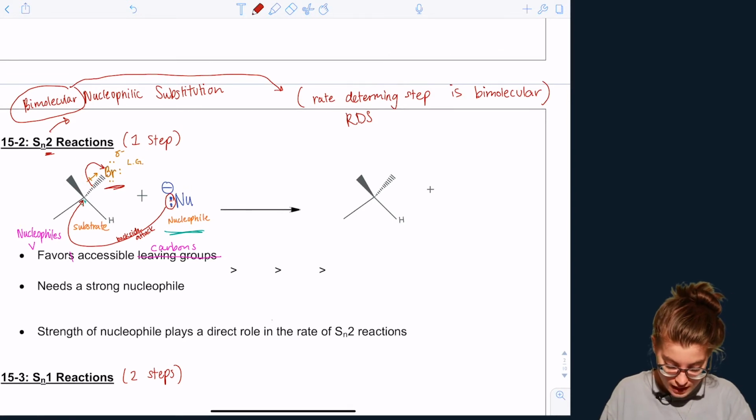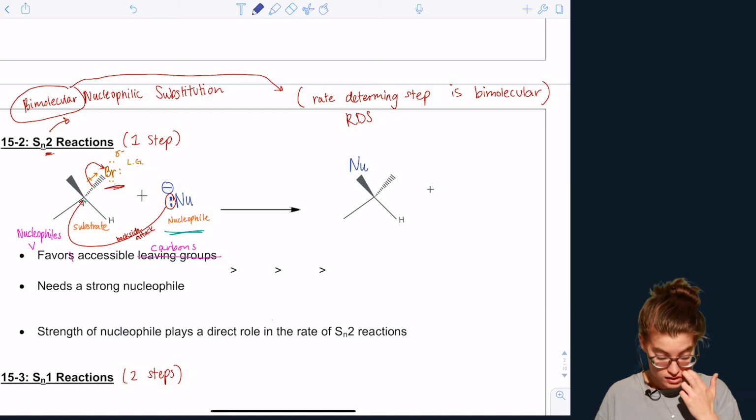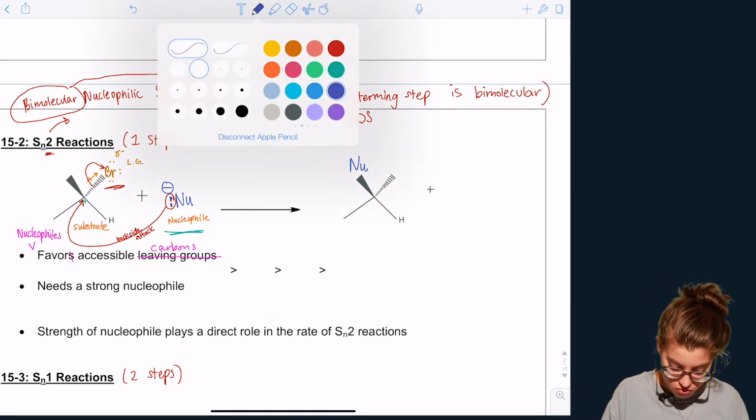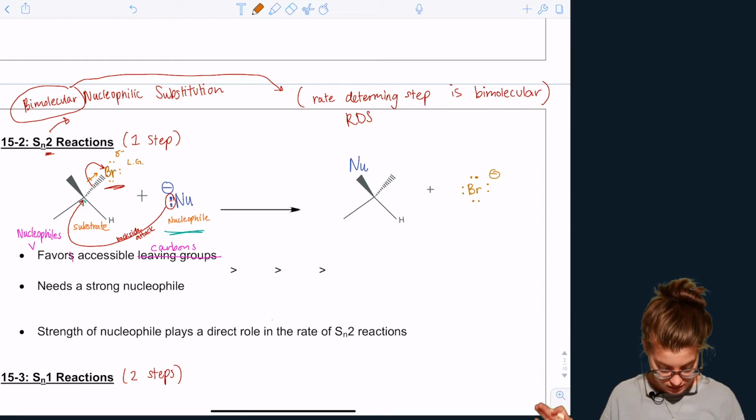So now what we're going to have is our nucleophile on the wedge because it did backside attack. So it's on the opposite side now. And our bromine molecule has left the building. So it's just floating around, it's leaving, it's doing its thing. And that's pretty much it.